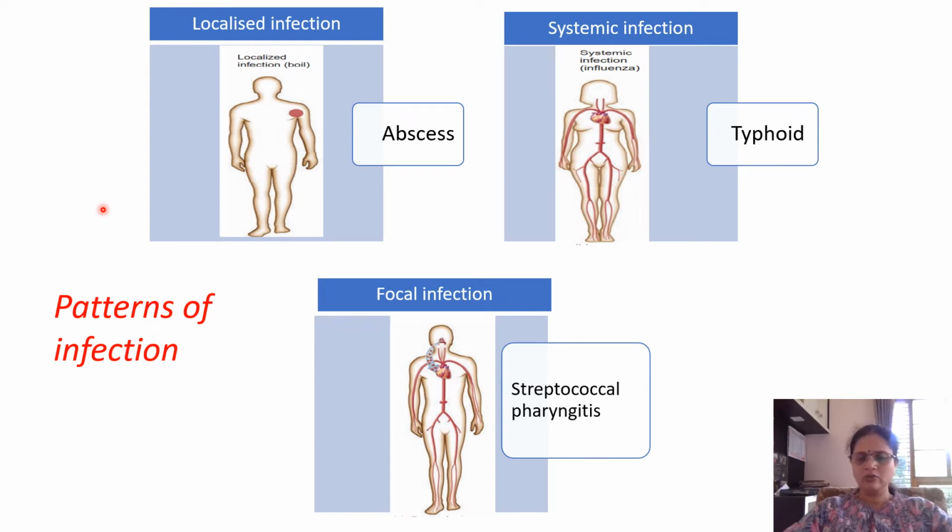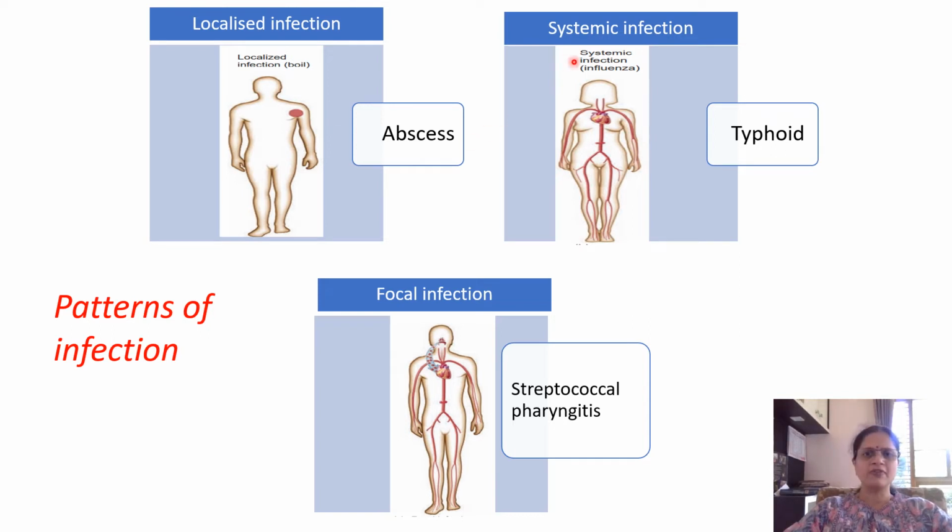Where it enters, where it multiplies, at that site itself if it shows the symptoms, then it is called a localized infection. For example, abscess. So abscess is a localized infection on the skin where there is a collection of pus surrounded by an inflamed area. In very simple terms, what we call a boil. So on the skin, if some pus formation happens and there is a red region surrounding it, that is called an abscess. So this is restricted only to the surface of the skin, especially in a particular area. So such an infection is called a localized infection.